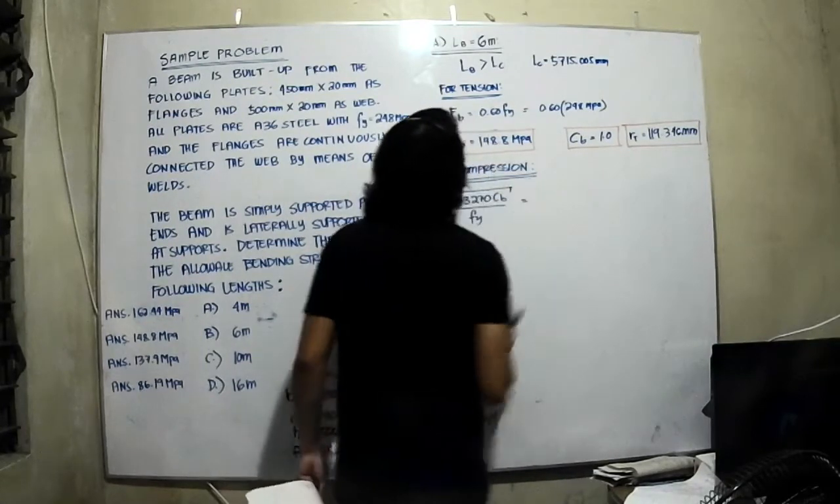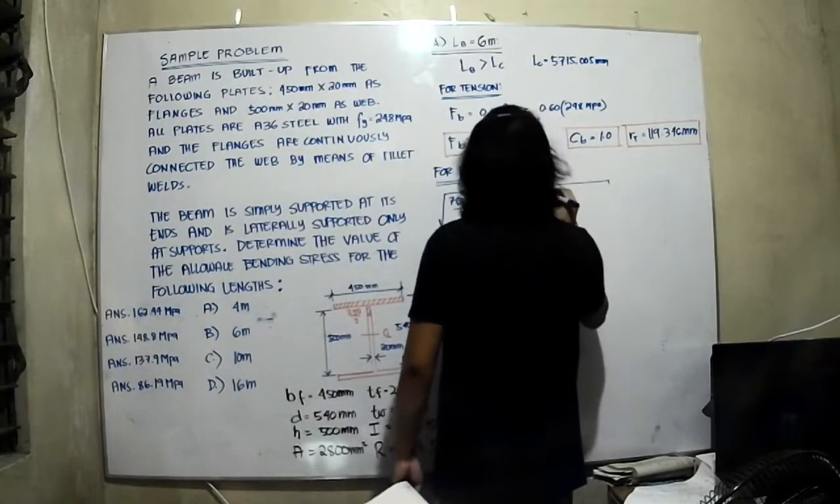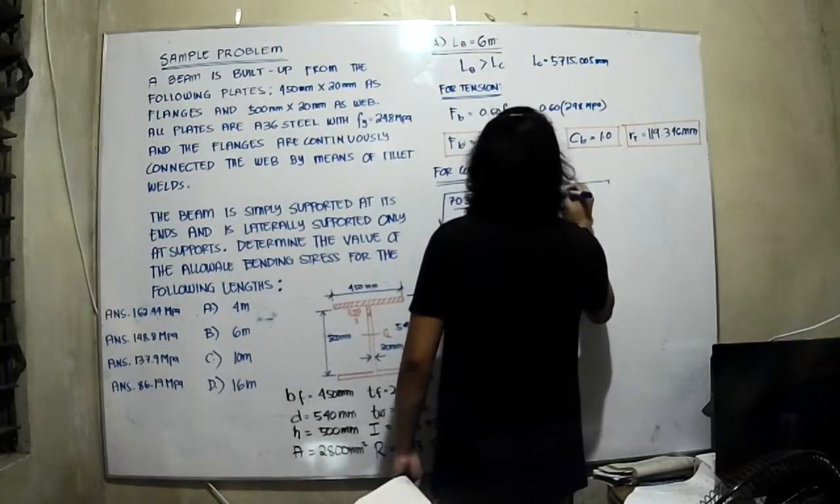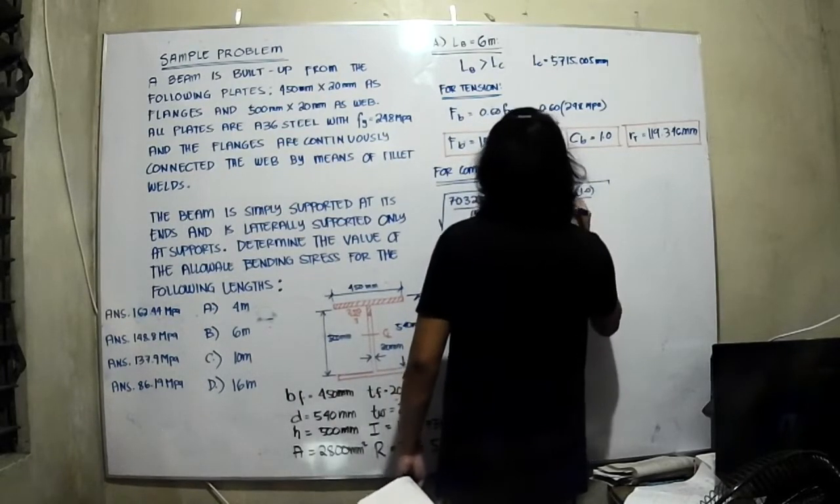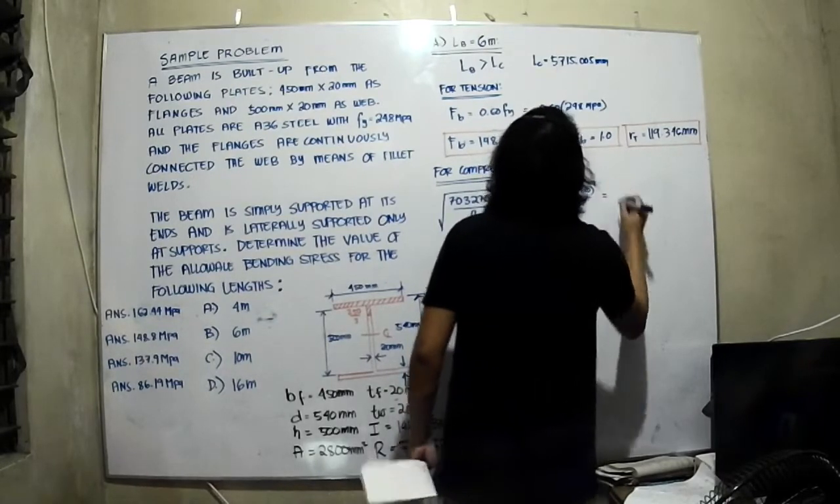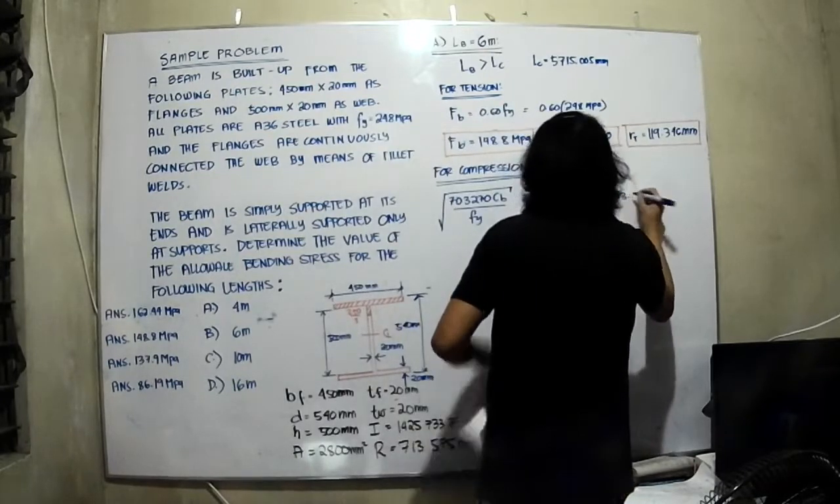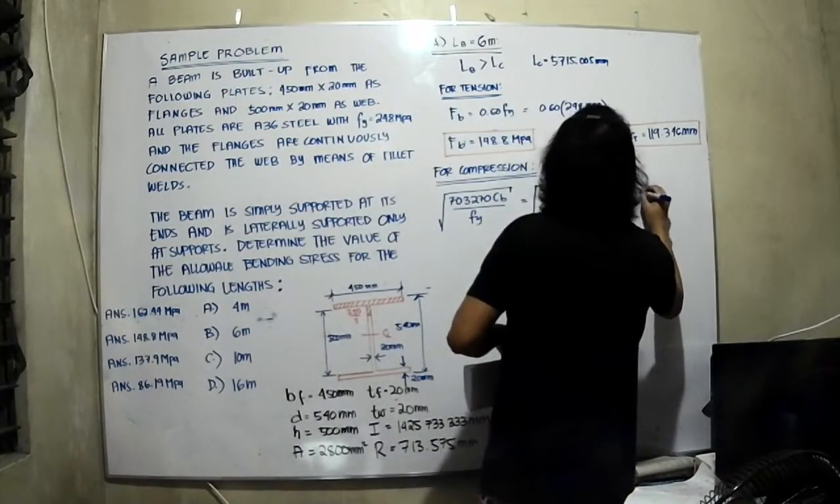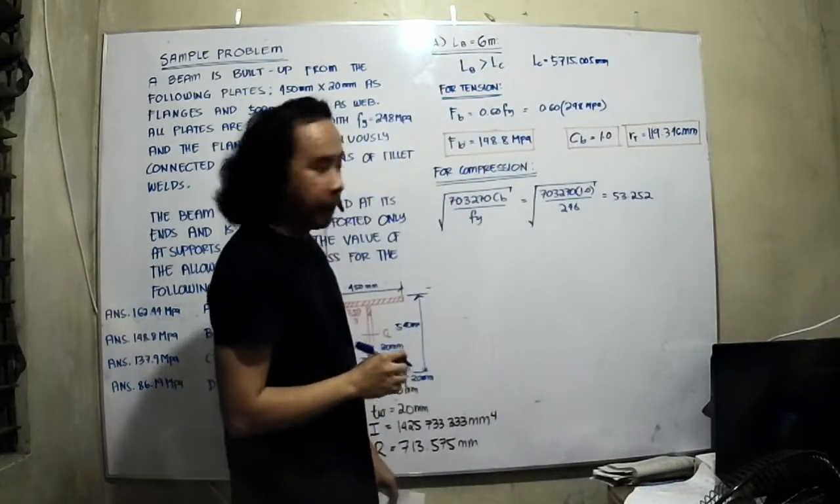Okay, so let us substitute: 703,270 times 1.0 divided by Fy, where Fy is equal to 248. If we get the number here, okay, 53.252. Gets?